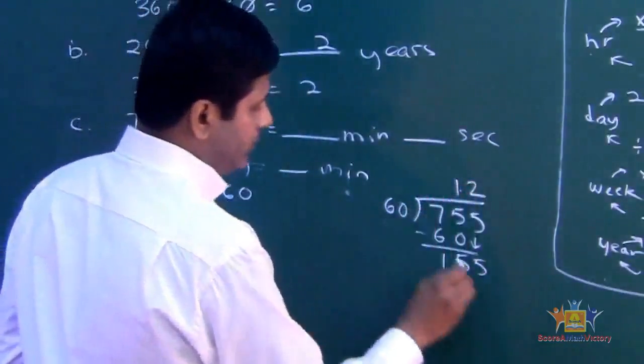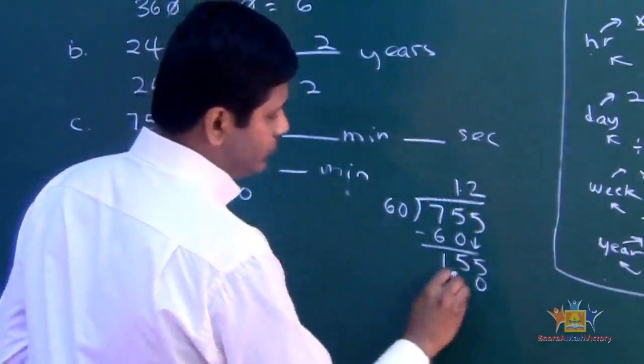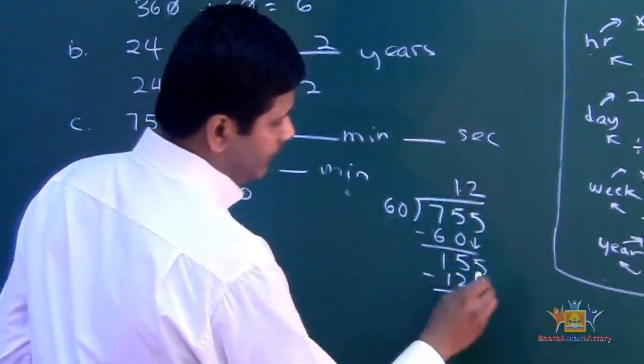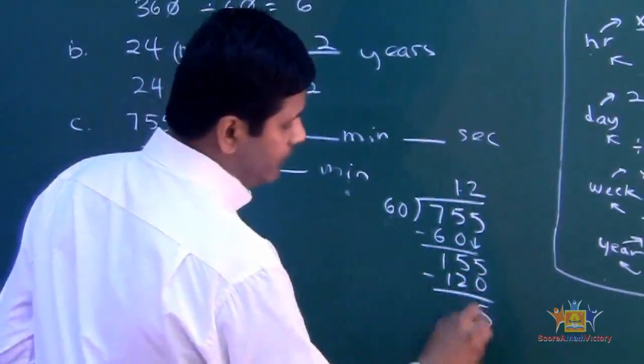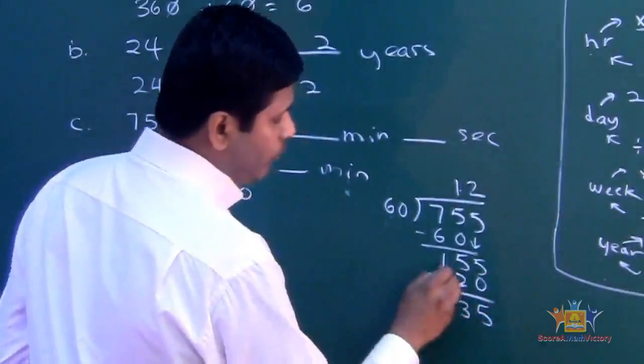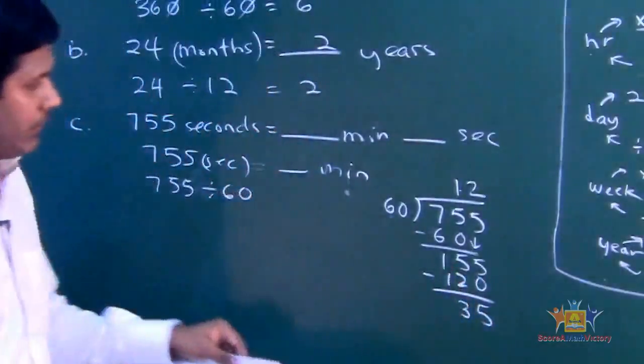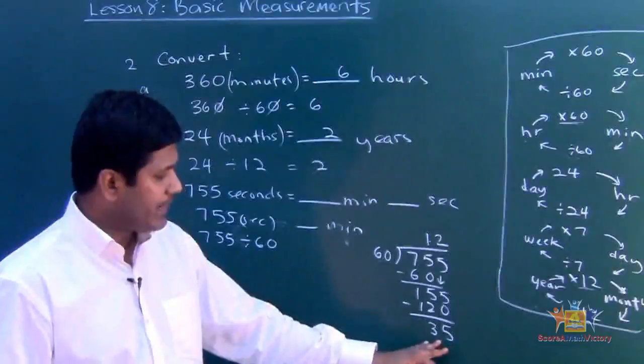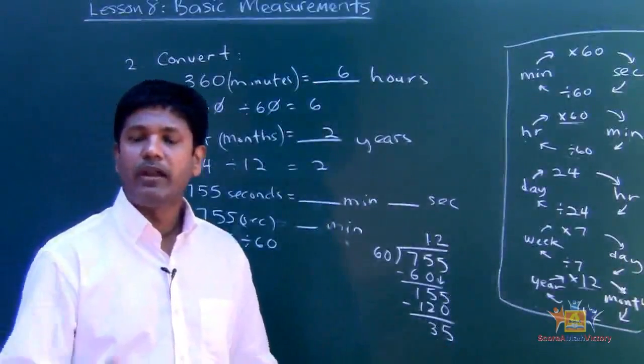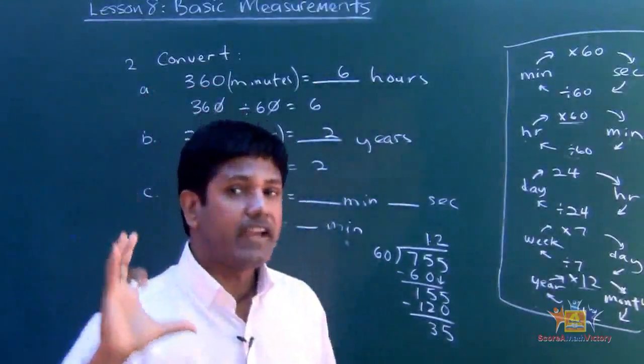So 2 times 0 is 0. 2 times 6 is 12. Now I'm going to subtract. 5 minus 0 is 5. 5 minus 2 is 3. 1 minus 1 is 0. Now, there are no more numbers for me to bring down. So that means 35 is my what? My balance. I cannot divide anymore with 60.